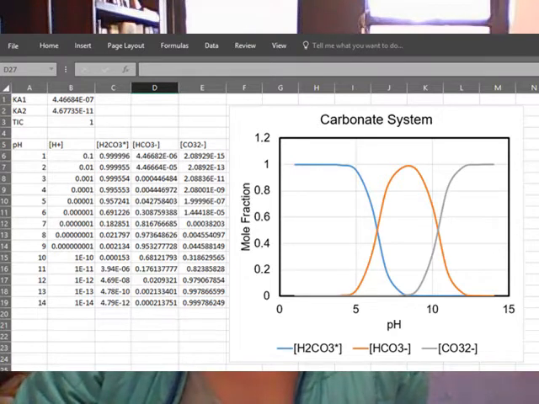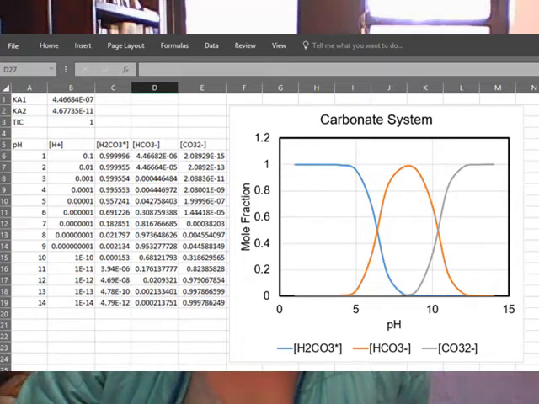Thus, you really could sketch this kind of graph for any acid-base system if you were given the pKa's. Depending on whether it's a monoprotic, diprotic, or triprotic acid, your graph will look a little different. This is how it will look for a diprotic acid, because you have 2 protons that can be removed and 3 species present.